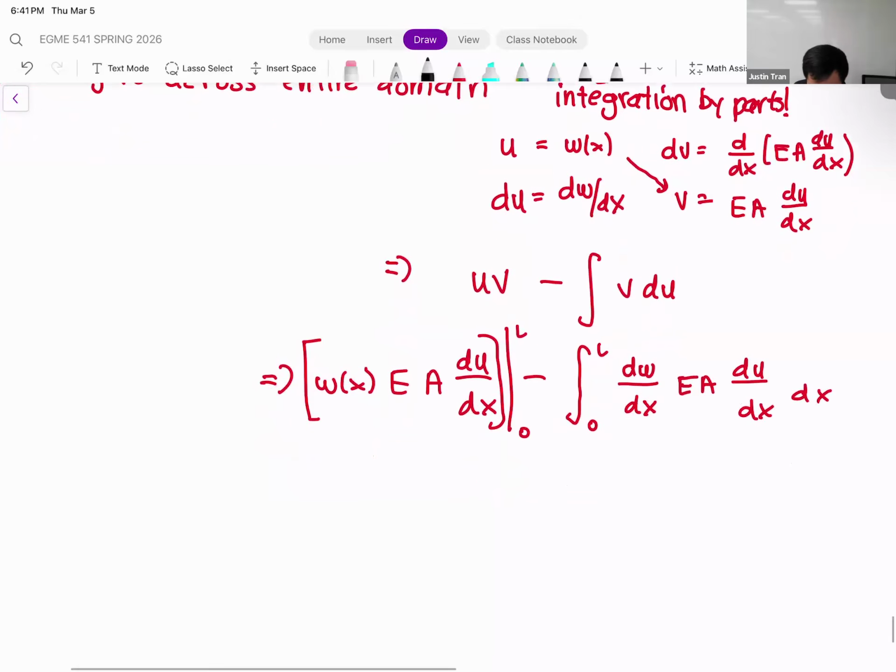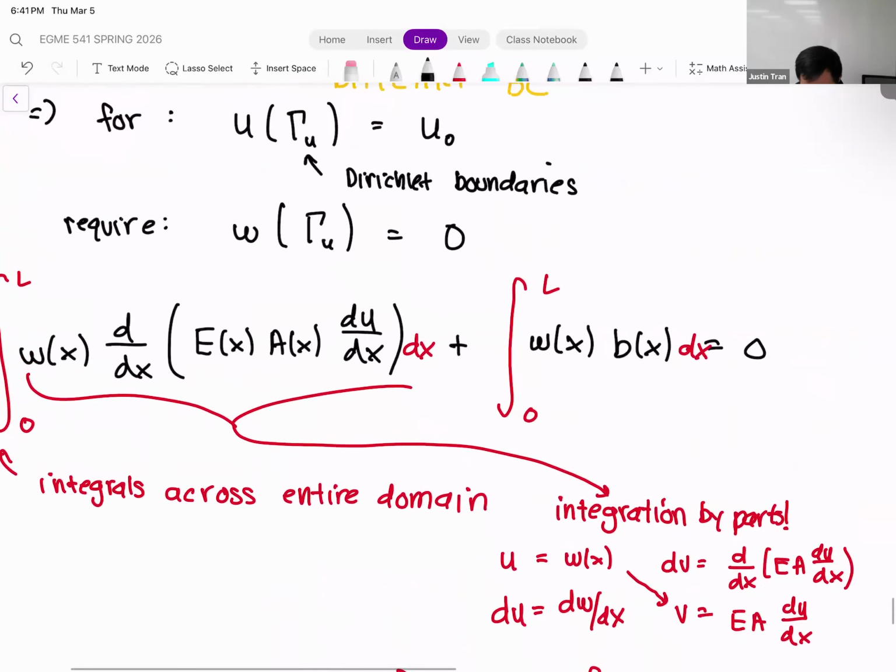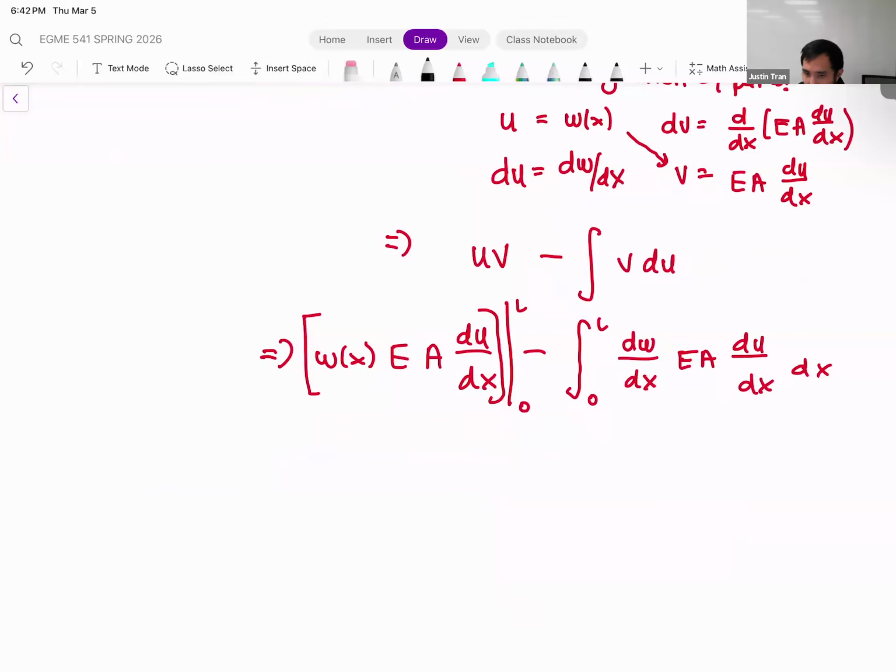Okay, so what have we obtained here? On the one hand, you could say we've made a mess, right? We took a relatively simple differential equation and made it twice as long for whatever reason. But let's evaluate each of the terms that we have here. Let's look at this one first. We have the product of w of x times E times A times du dx evaluated from 0 to L. So let's go ahead and evaluate that at the integration bounds.